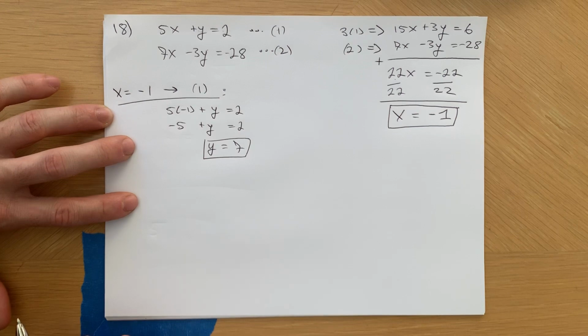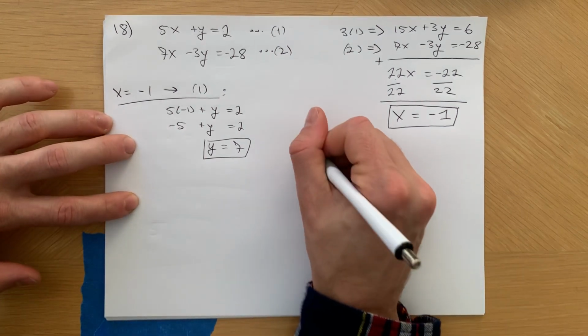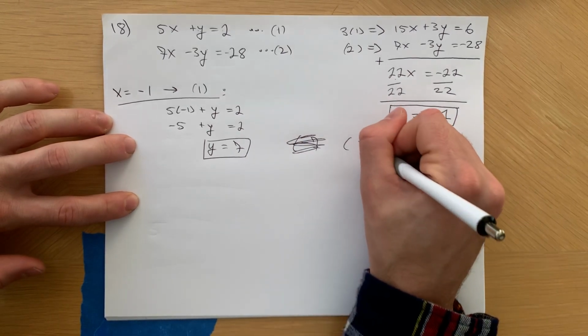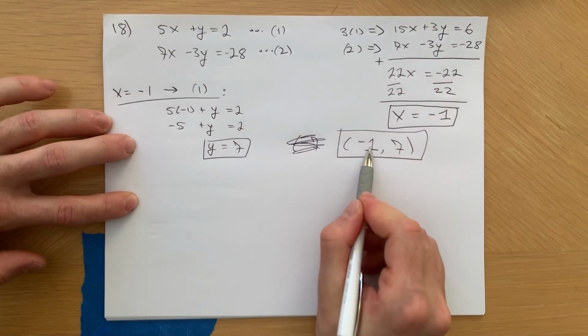And so here's our x, here's our y. If the solution needs to be in an ordered pair, then it's going to be the point minus 1, comma 7. So here's our x, and then here's our y.